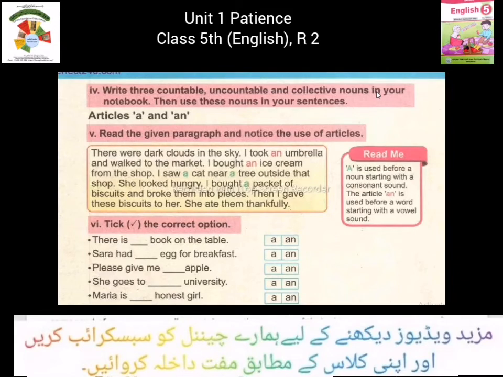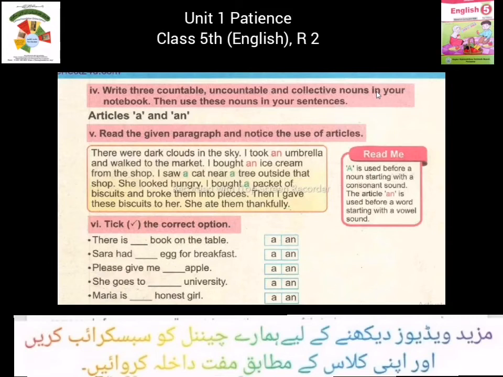Next is read the given paragraph and notice the use of articles, that is A and An. A is used before a noun starting with a consonant sound, or the article An is used before a word starting with a vowel sound. So those words that start with vowel sounds, we can put the article An before those words, or those words that start with consonant sound, we will add article A.